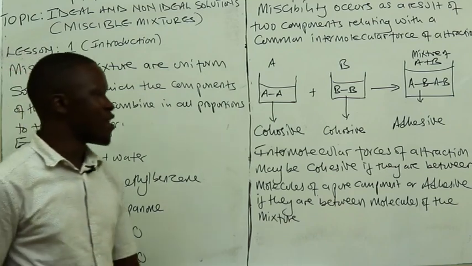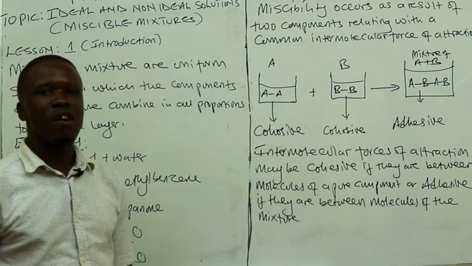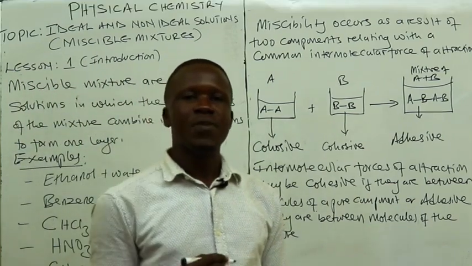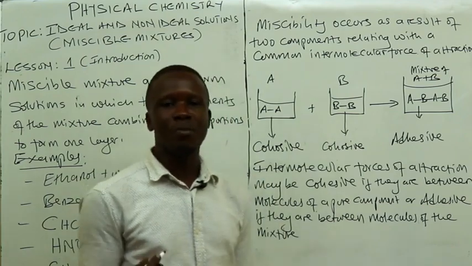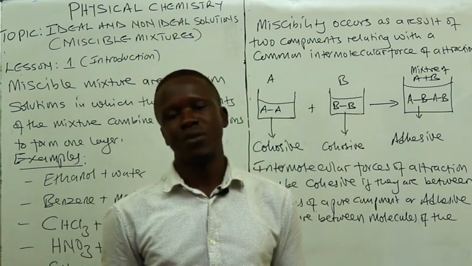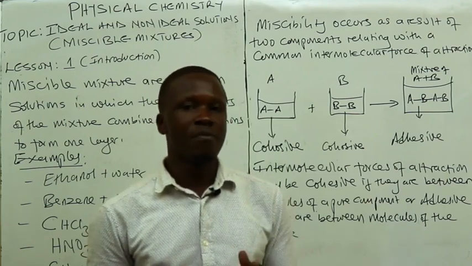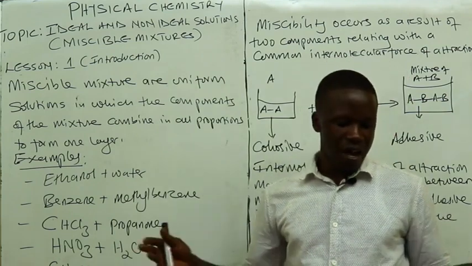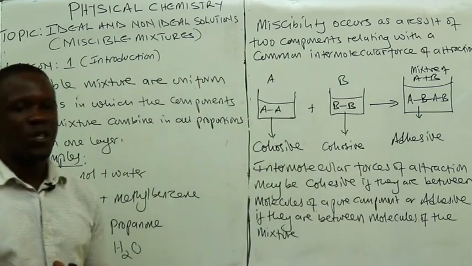So we have what we call these intermolecular forces. Now, the cohesive forces of attraction may be van der Waals, may be also hydrogen bonds, depending on the structure and nature of the molecules. So intermolecular forces can be hydrogen bonds, they can be van der Waals forces of attraction. So that is the reason why we can have miscibility.